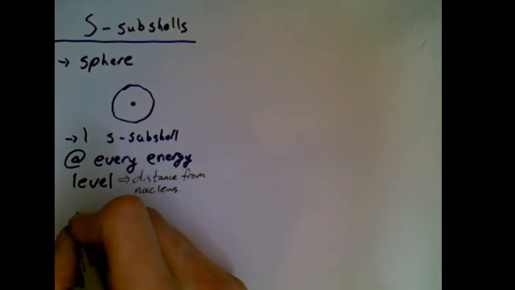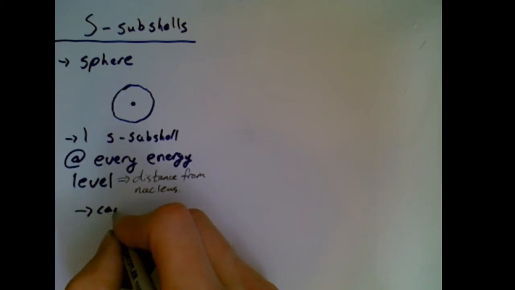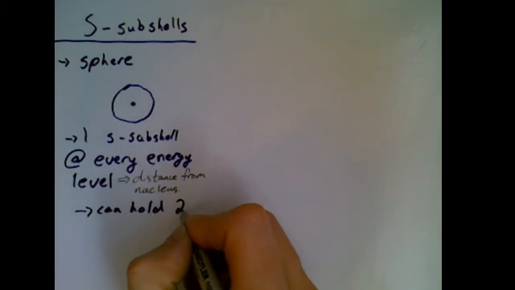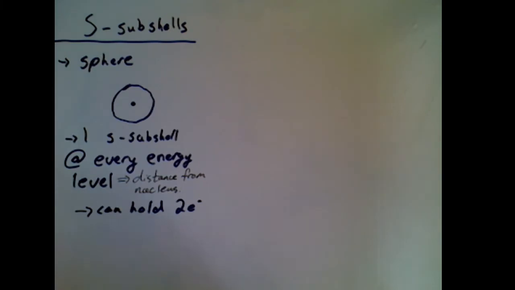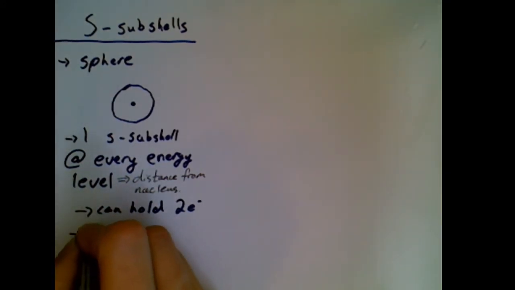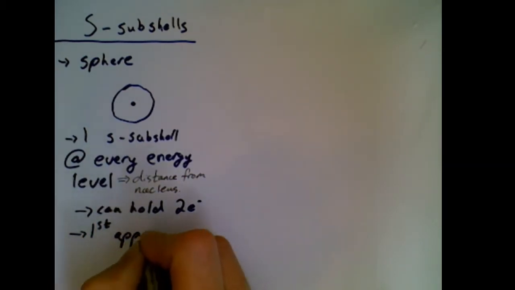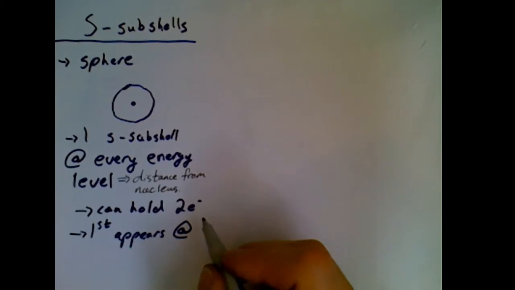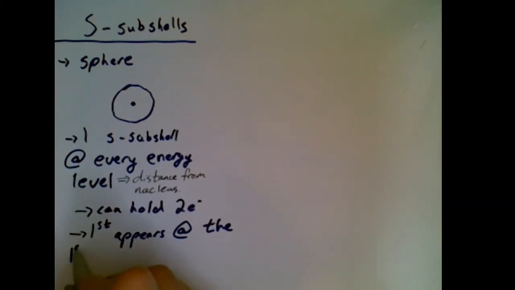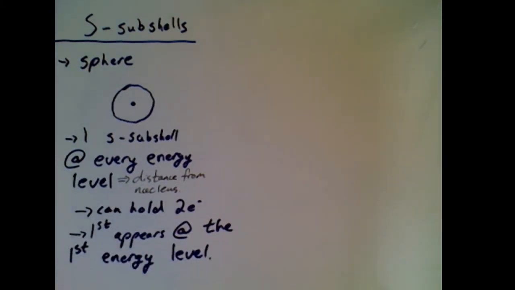Now, each S shape can hold 2 electrons. So we can hold a maximum of 2 electrons. The S subshell is the lowest energy subshell. It first appears at the first energy level. Okay, so that is our S subshell.